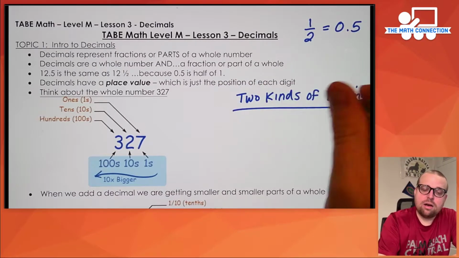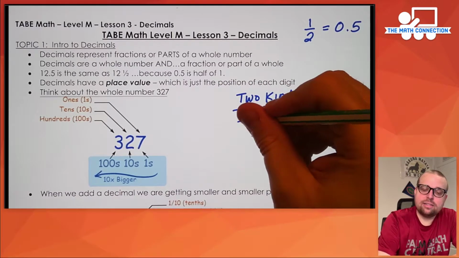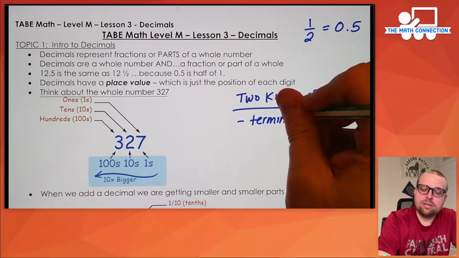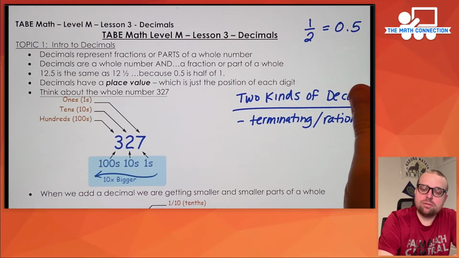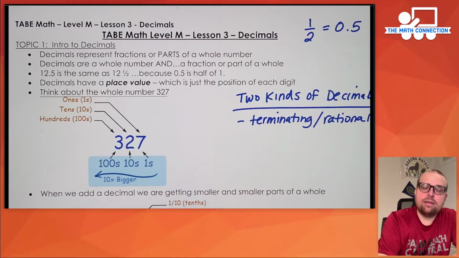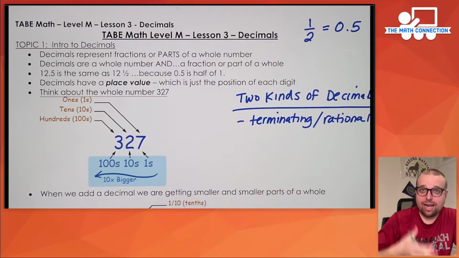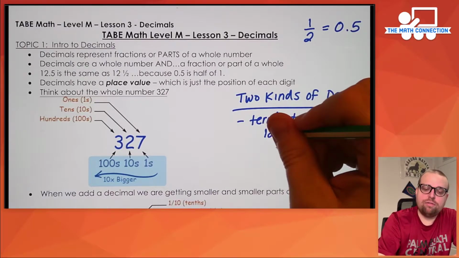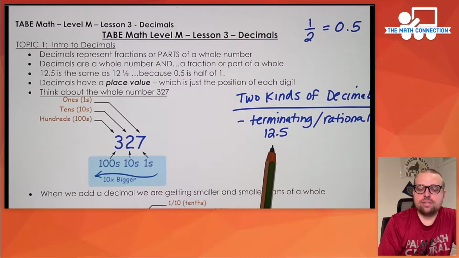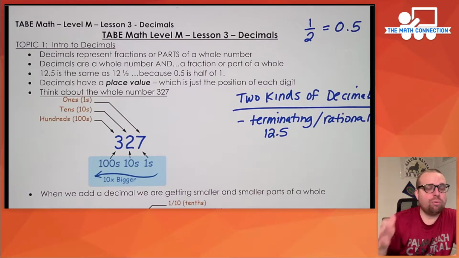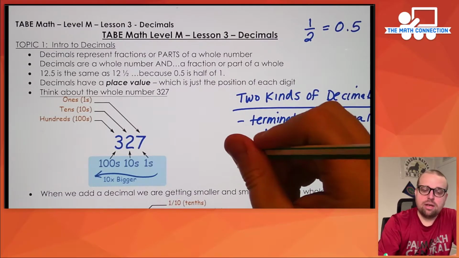The one kind is called a terminating, or another word for that would be a rational. That's a number that has a finite ending. Like 12.5 is an example of a terminating or rational decimal. You can think of the word terminating like the end of something. So this number stops. It's 12.5 and then it stops. There's not a whole bunch of crazy decimals after it.